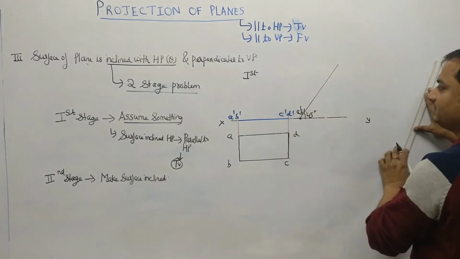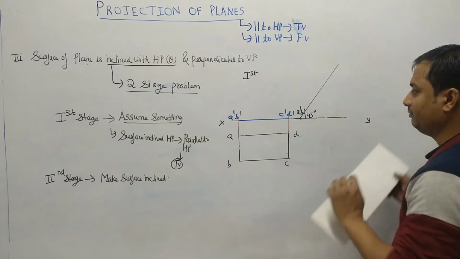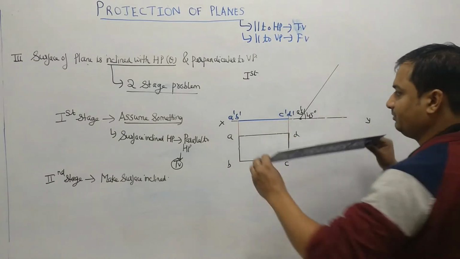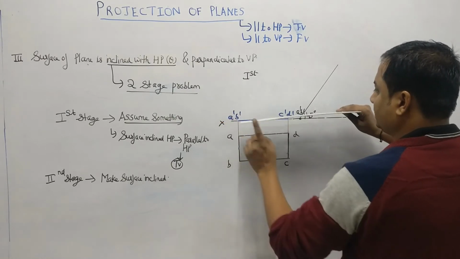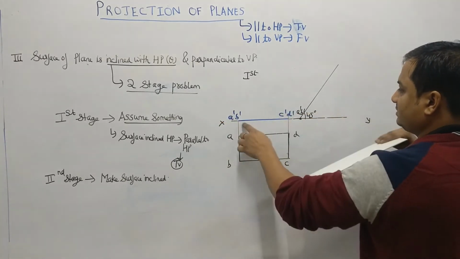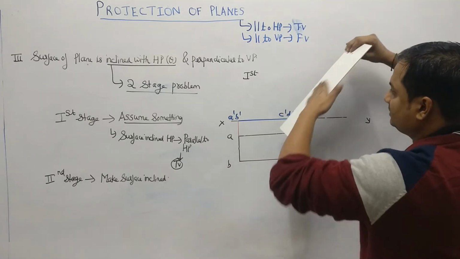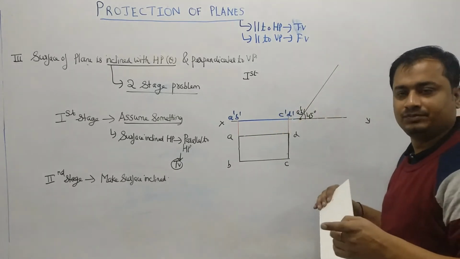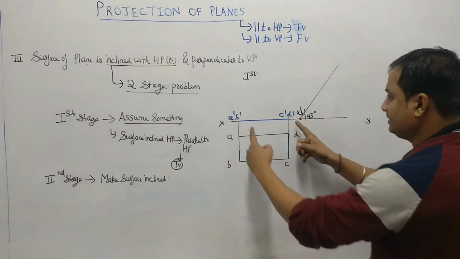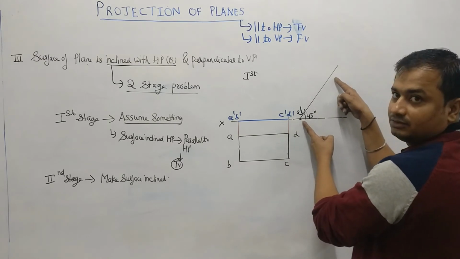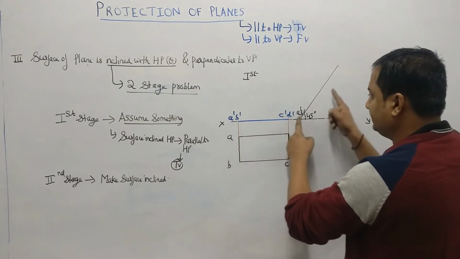Now what will be the length of this line? This is very important. The length of this line will be, see, this is again one concept. When this plane was parallel, the surface length was this. So when you make it inclined also, the length of the surface is not going to change. That means this length will be equal to the surface length here. So you have to measure this length by means of a compass and just cut it.